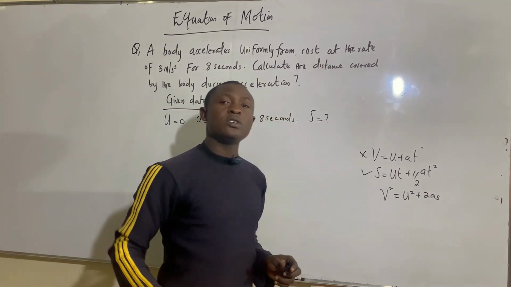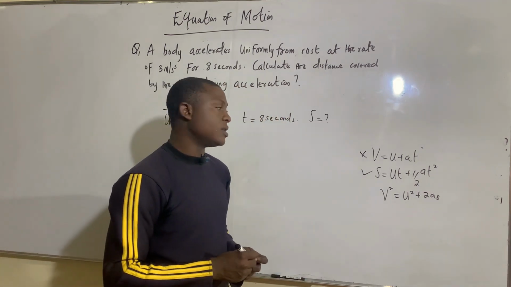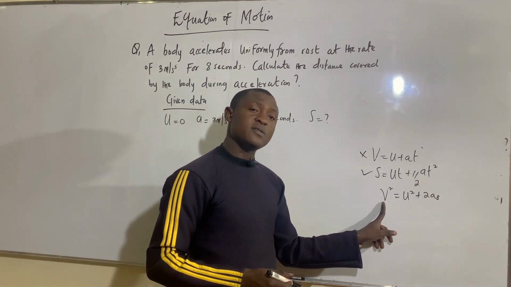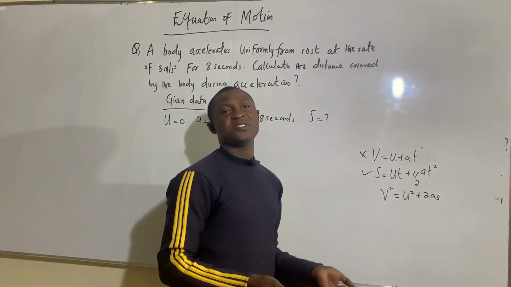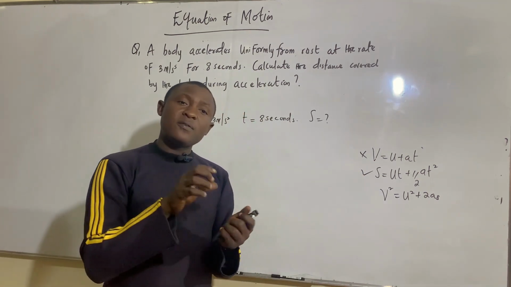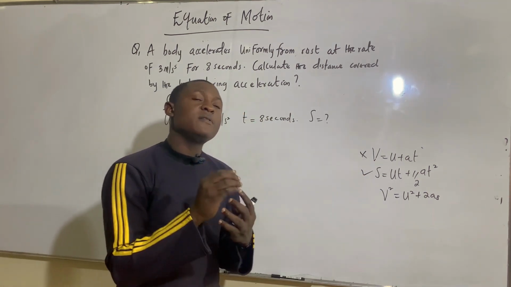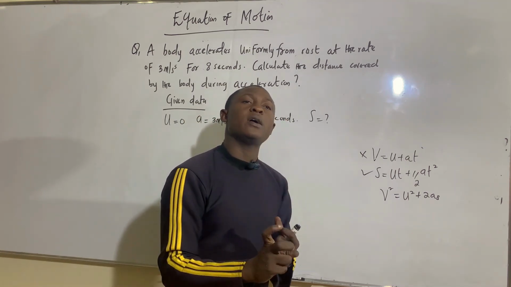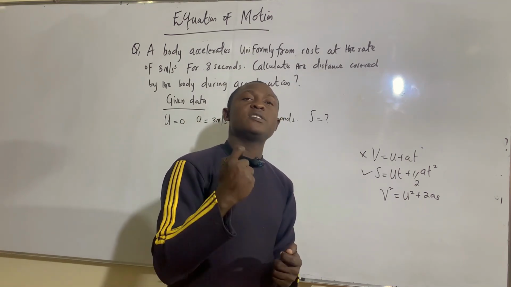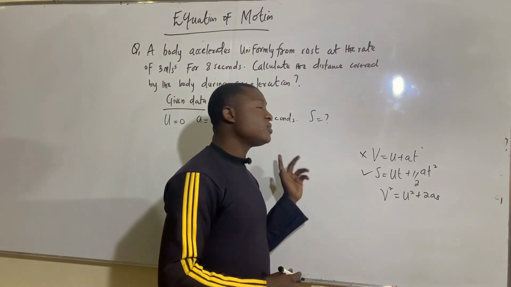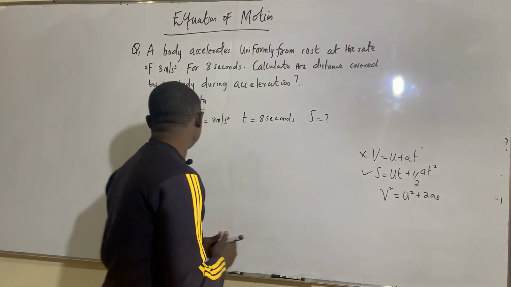But let's check the third one too. Do we have v, which is final velocity? Of course, there's no v. So, if you are solving a problem under equations of motion, the first thing is to write down the three formulas and check which one satisfies the particular data you are given. So now, let's apply the second one.